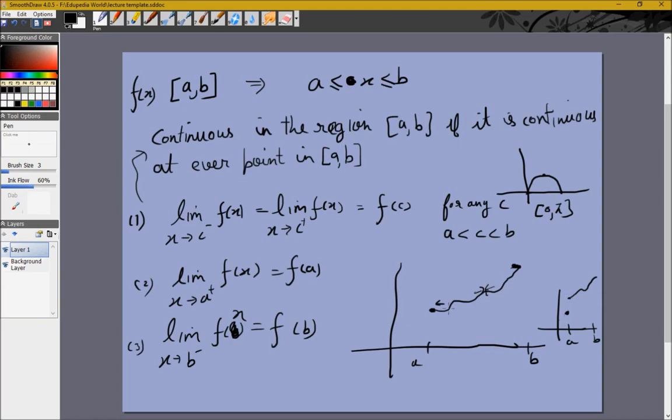But here, the right hand limit at A needs to be equal to the value at A, and the left hand limit at B needs to be equal to the value at B. So these three things need to be true. The left hand limit at A, x goes to A minus f(x), and the right hand limit at B do not make sense.